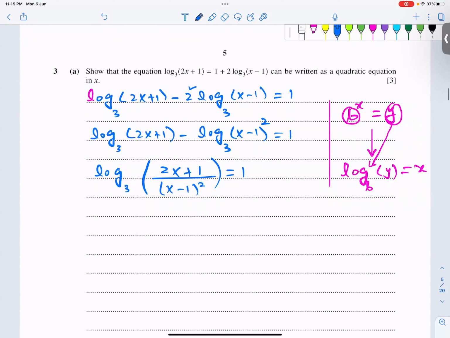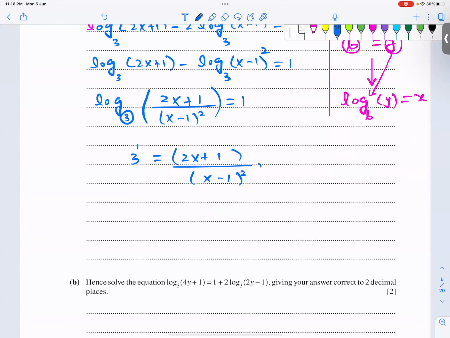So in order to convert this into exponent form, I will write just 3 here, and this 1 will be in the power of this 3. So 3 to the power 1 is equal to 2x plus 1 divided by (x minus 1) whole square. We have studied this property in another way, so you can apply that rule here as well. So just cross multiply them: 3 times (x minus 1) square is equal to 2x plus 1.